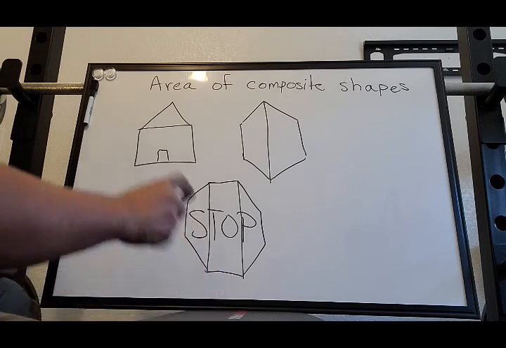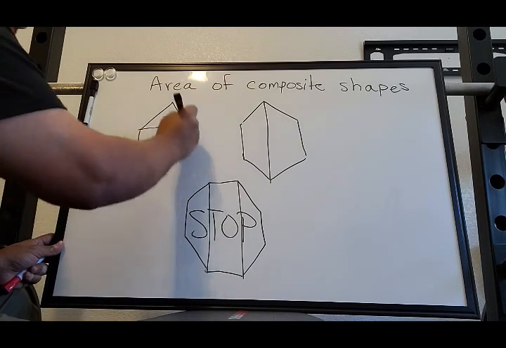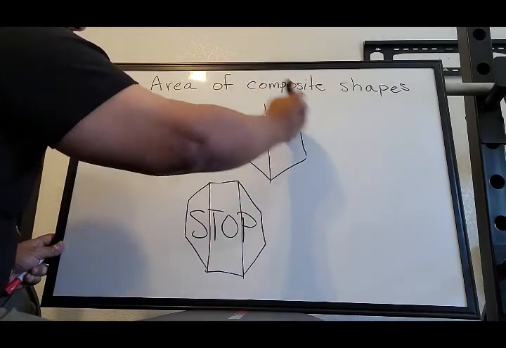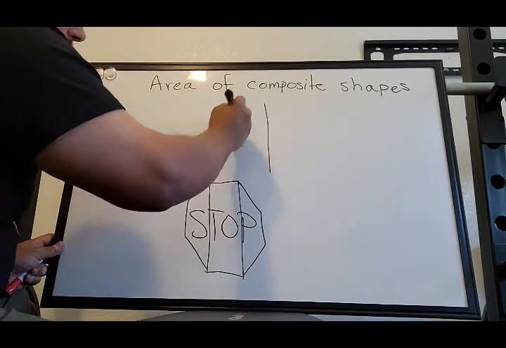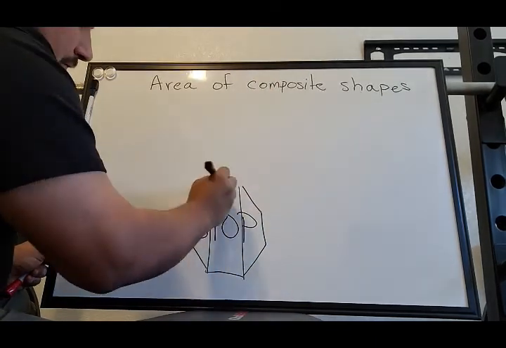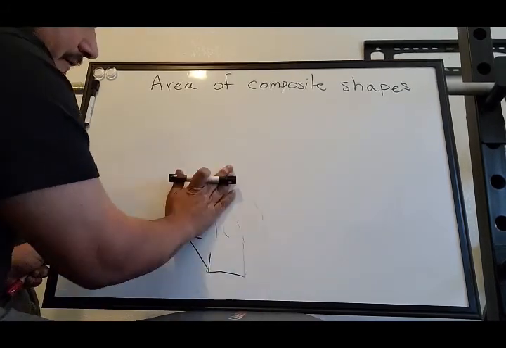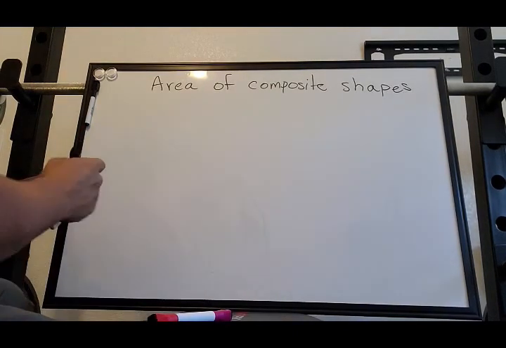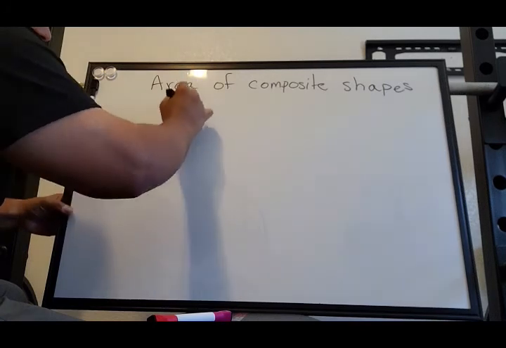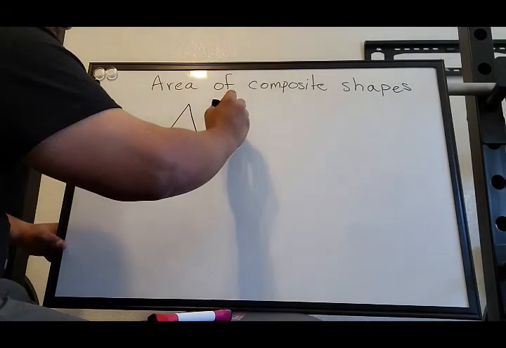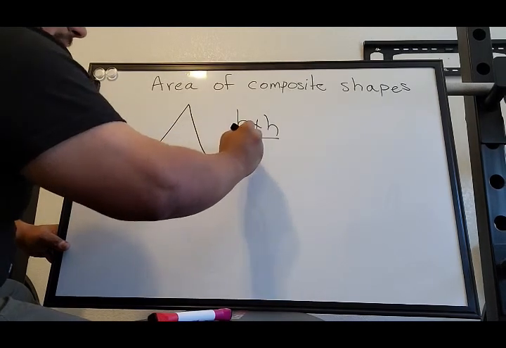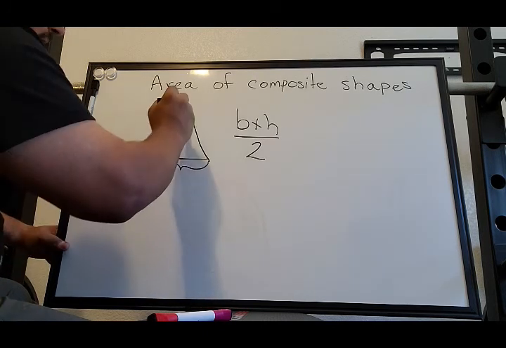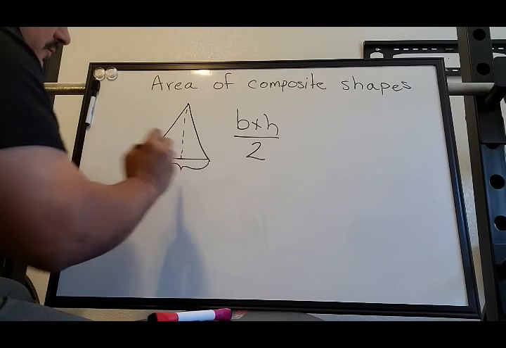Now, to find the area of all these shapes, we have to take into consideration the formulas that we have already learned. For example, the area of a triangle is found as base times height divided by 2. Our base is the number in the bottom, and our height is from the tallest point to the base.